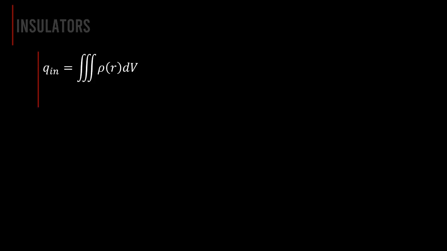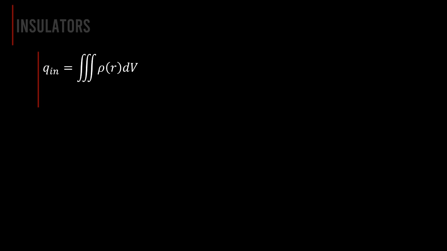Okay, so the last thing we want to talk about are insulators. And so when we're talking about insulators, the primary difference between insulators and conductors is the fact that charges can move in conductors, but they can't move in insulators. And so as a result, we need to add up all of the charge in an insulator. And when we're adding things up, we talk about infinitesimals.